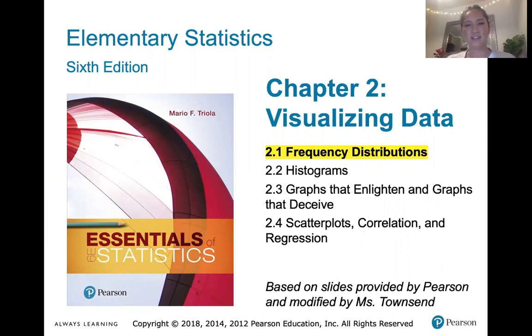There are 4 sections. In the first section, we'll talk about frequency distributions. In the second section, we'll talk about histograms. In 2.3, we'll talk about graphs that are enlightening and graphs that deceive, and how to avoid being deceived by often unintentionally deceiving graphs, and to create and interpret graphs that are more enlightening. And then in the last lesson, we're going to look at scatter plots and talk about correlation and regression, although we're going to talk more about that when we get to chapter 10.